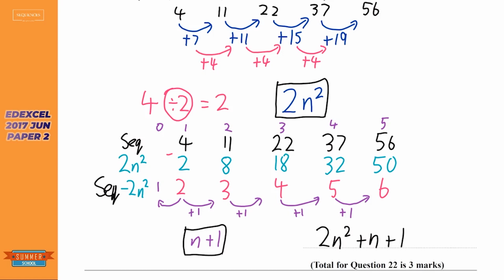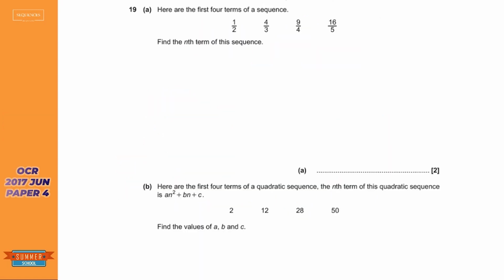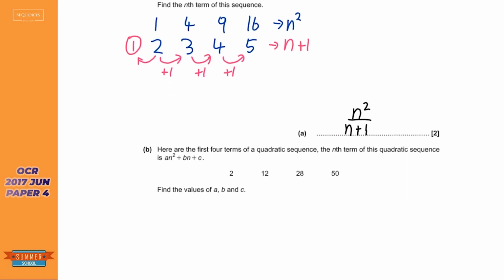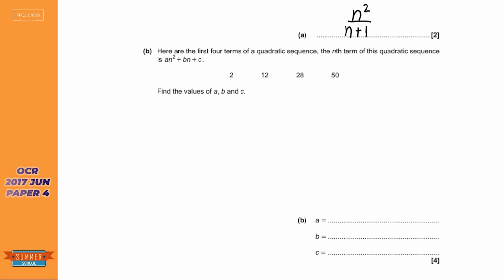Right, let's move on. So last up we have our OCR question. And this sequence is quite interesting because it's in a form of fractions. So we've got a half, then 4/3, then 9/4, 16/5. Best way of doing this is just work out two sequences, work out the numerators and work out the denominators separately. Now question B is the same as the Edexcel question, maybe slightly different, I don't know, we shall find out.